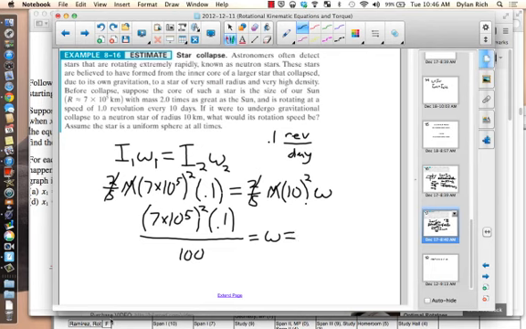So just 7 E5 squared. Make sure to put parentheses around it. Times 0.1. Divided by 100. So 4.9 times 10 to the 6. 6 revolutions per day.